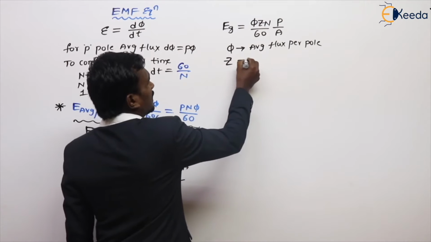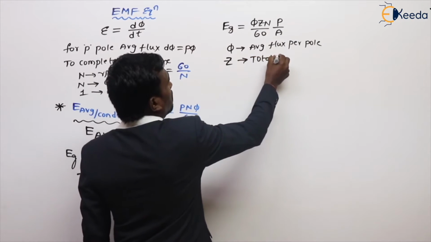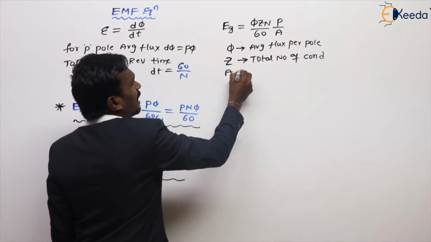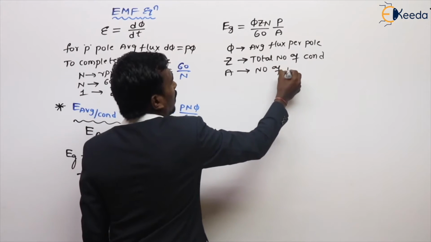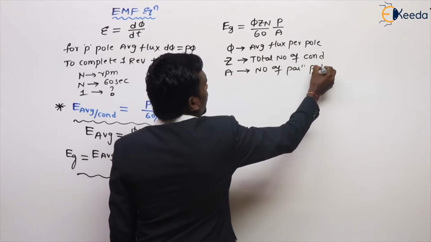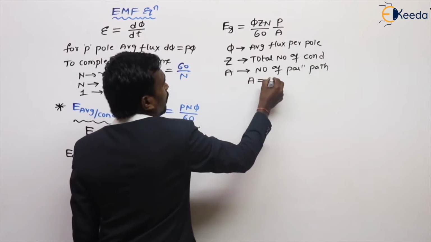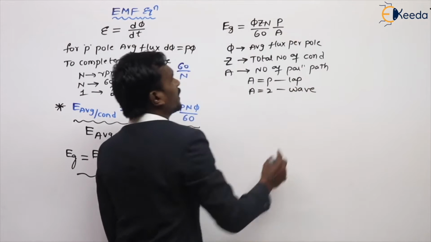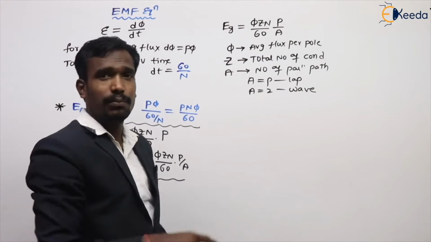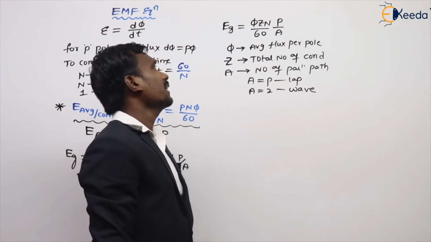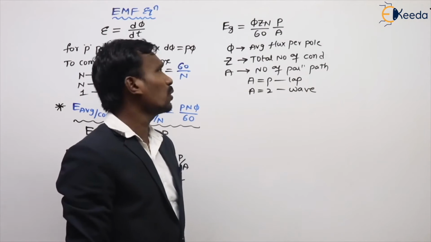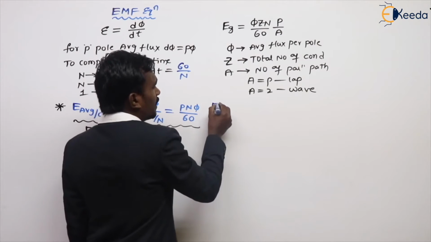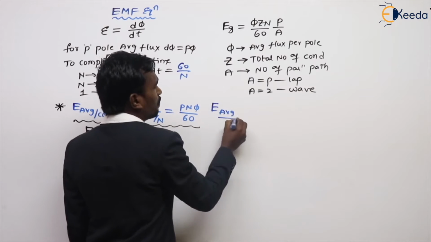What is Z? Z is the total number of conductors. You should remember this. And A is the number of parallel paths, and you know that A is equal to P for lap winding, A is equal to 2 for wave winding. We know all these already, but just for clarity. Here N is the speed in RPM. You know that P is the number of poles.